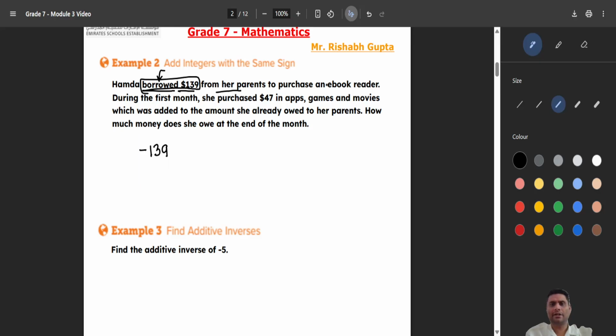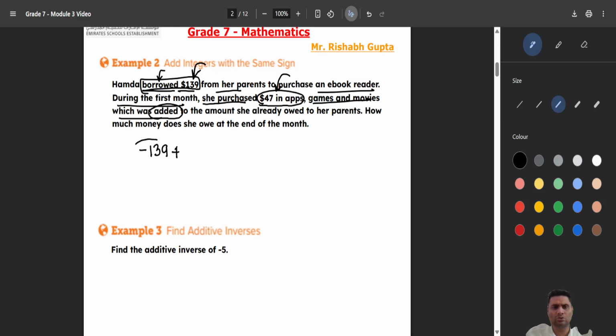Now, she took this money to purchase an ebook reader. During the first month, she purchased $47 in apps. She used $47 on apps, games and movies, which was added to the amount she already owes. After borrowing $139, she again took $47 to buy apps, games and movies. So now they said we will add this money to the money she already owes.